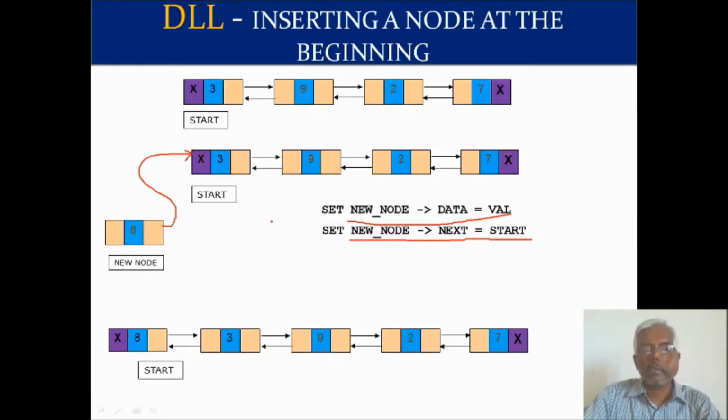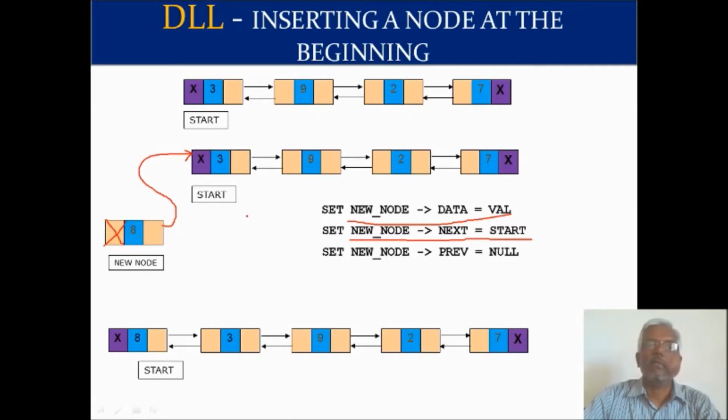What next? In the new node, there is one more pointer that is called previous. The previous pointer should be null. Why? Because after we insert this new node, this new node is going to act as the first node of the linked list. So for every first node of the doubly linked list, the previous pointer should be null, because there is no previous element. So what is the statement we can write? New node of previous is equal to null.